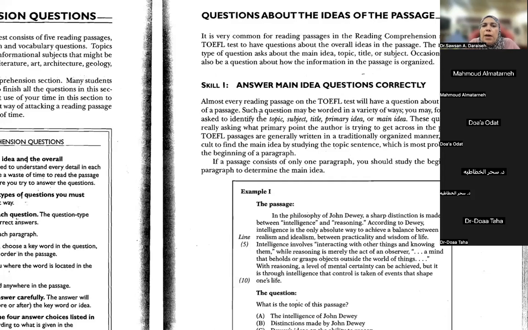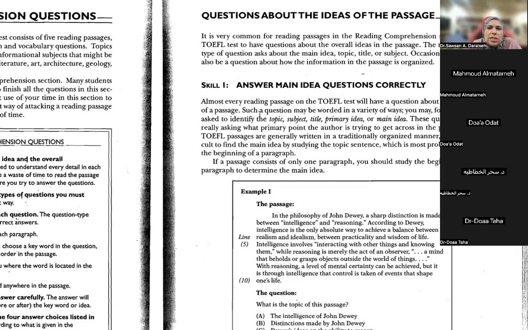So it is very common for reading passages in the reading comprehension section of the TOEFL to have questions about the overall ideas in the passage. Overall ideas means the general ideas, the most important ideas. The most common type of question asks about the main idea or the topic or the title or the subject. Look how they put them together, because they are related in a way. If you write something and you write a title, the title should be telling of the main idea of whatever you have written about. But the title is like the shortest version.